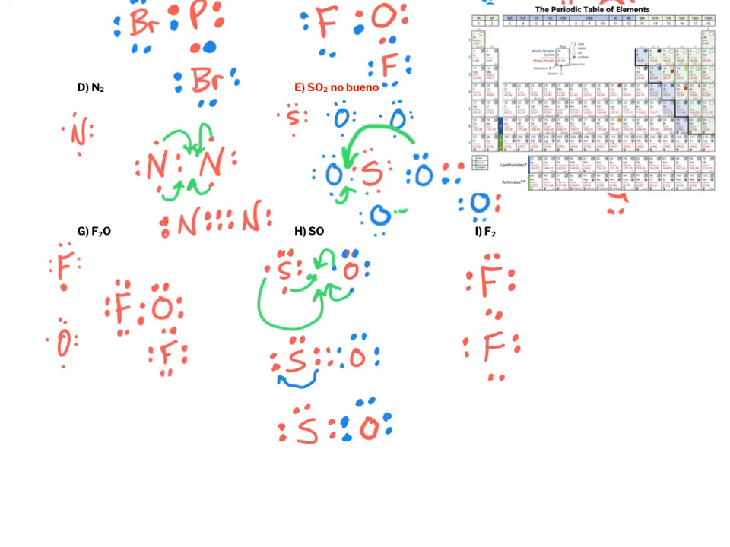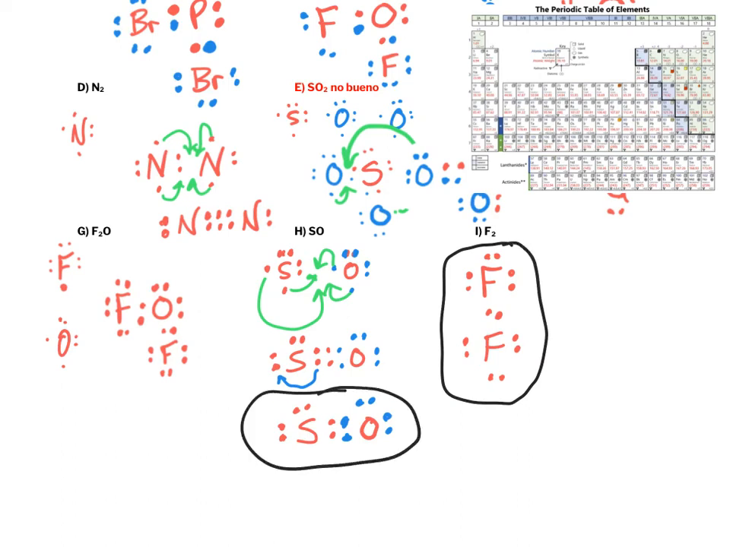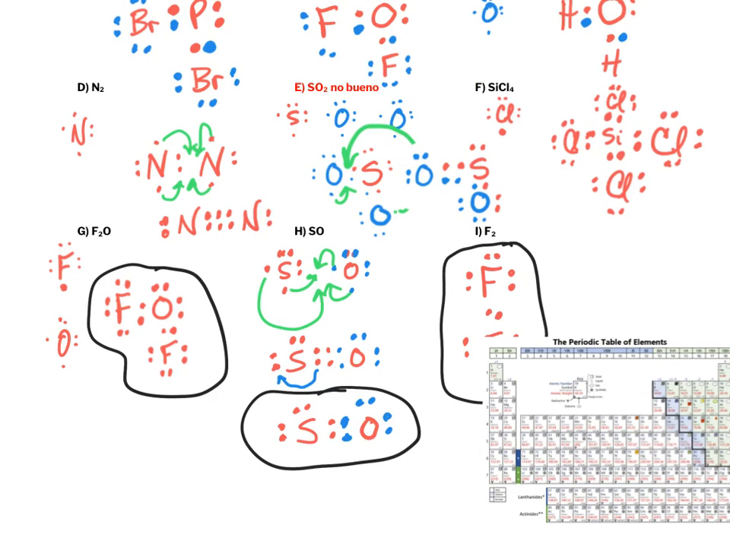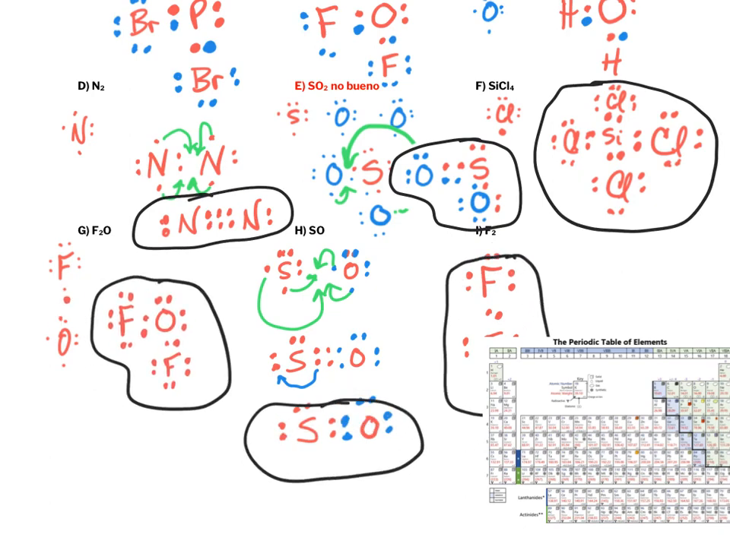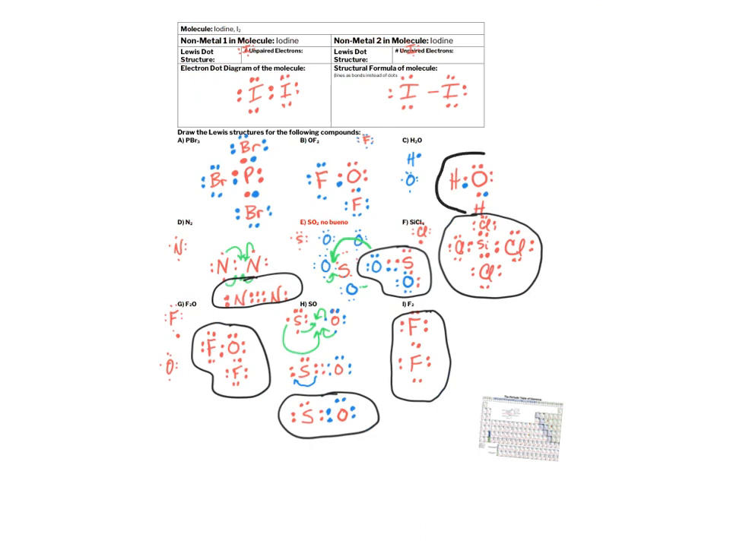All right, maybe we should circle our final answers. There's F2, SO, F2O, silicon tetrachloride, sulfur dioxide, N2, N2, and the rest H2O, OF2, PBr3. All right, that's it. There we go.